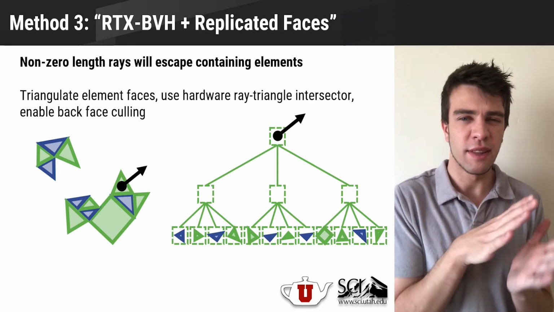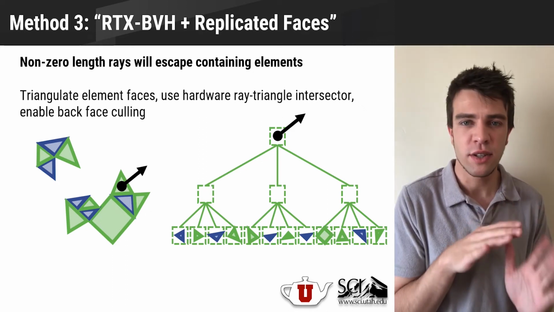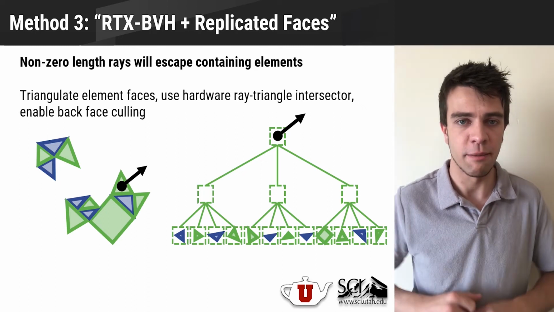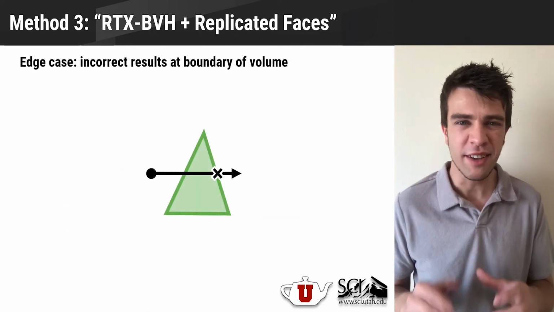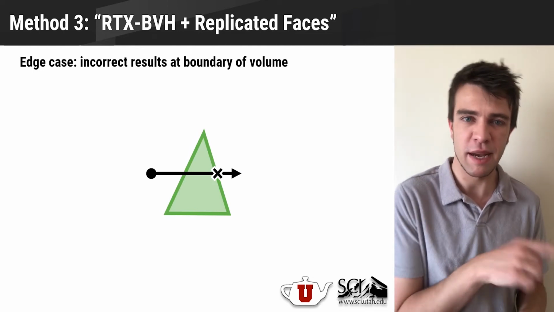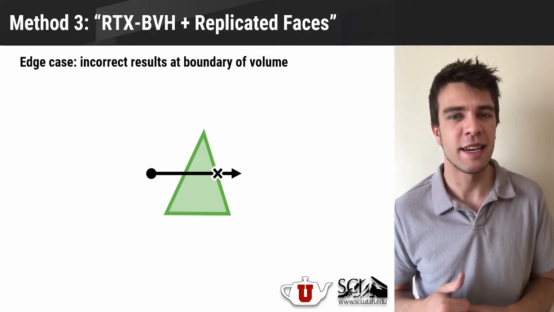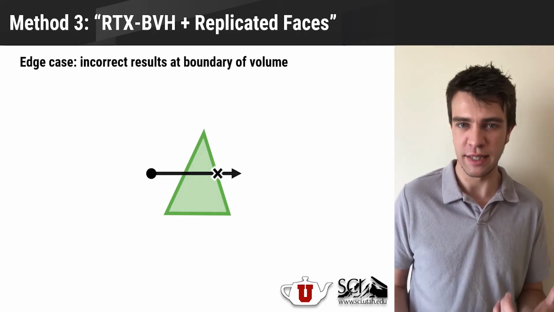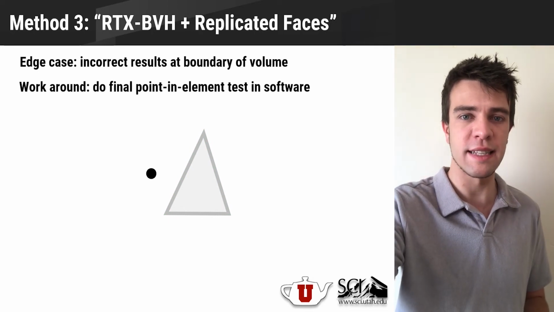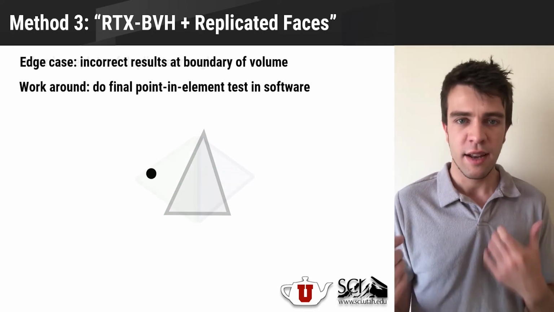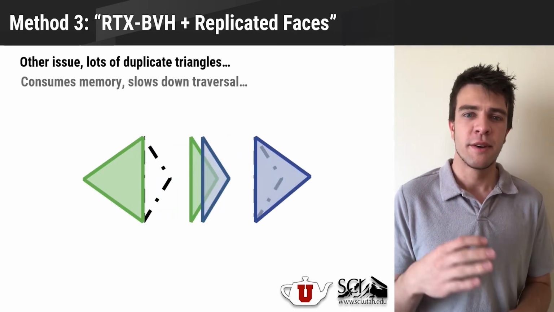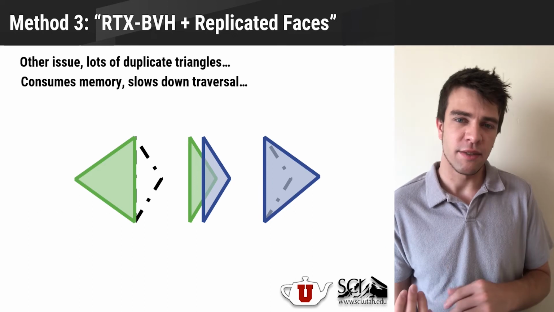Neighboring elements will generate overlapping triangles, and so we construct all triangles to face inward and enable backface culling to avoid intersecting neighboring elements. Now, one caveat with this backface culling method is that it's possible that we get false positives at the boundary of our volume. So to fix this edge case, we need to perform a final software point and element test on the returned element ID to verify our ray origin is actually inside the element it hit. Another caveat is that we're creating duplicate faces for all internal elements, which consumes memory and slows down ray traversal.